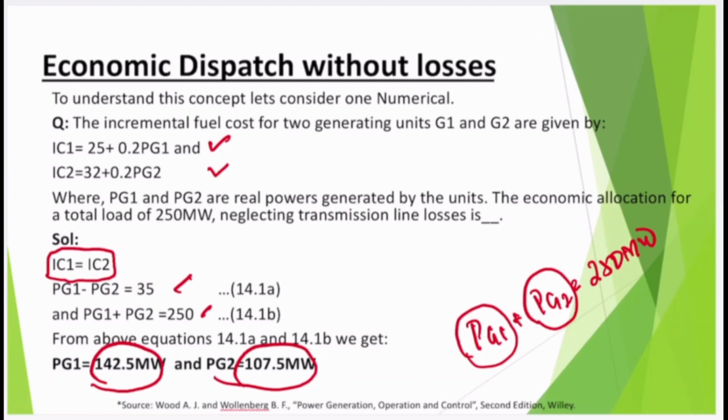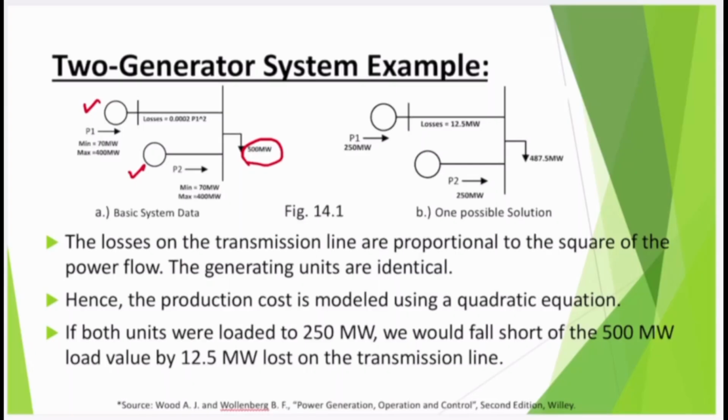But this is not enough. If I do consider the losses, then probably the whole calculus needs to change. So let us consider a two generator system example where the two generators are connected to a particular bus, and one generator is connected through a transmission corridor to that bus, and the second generator is connected to the same bus without any transmission line.